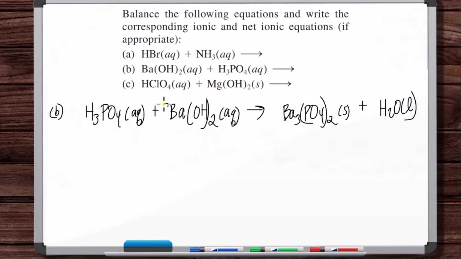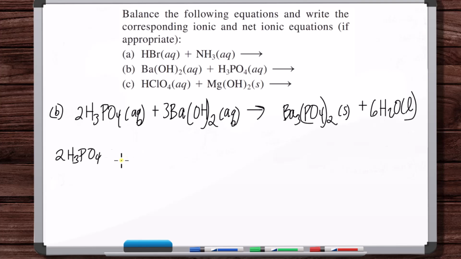Now let's balance this. So 3 bariums on the right, 3 on the left. You got 1 phosphate on the left, 2 on the right. So now the phosphates are balanced. Let's see, 6 plus 6, so 12 hydrogens on the left, 12 on the right. So, okay, the bariums are balanced, the hydrogens are balanced, the phosphates are balanced. Now the oxygens, we've got 8 plus 6, 14, 8 plus 6, 14. So this is balanced.